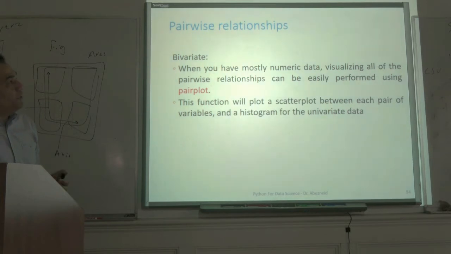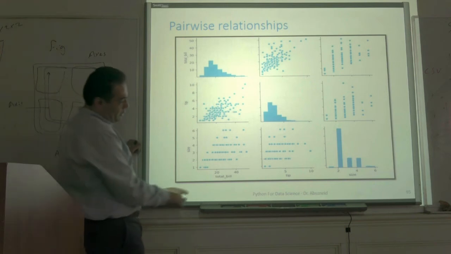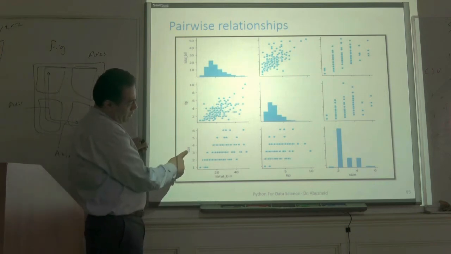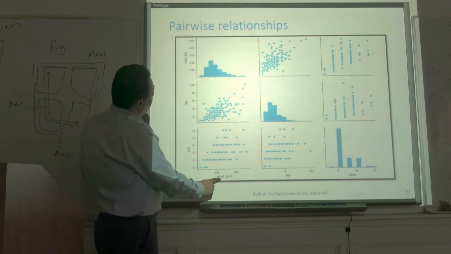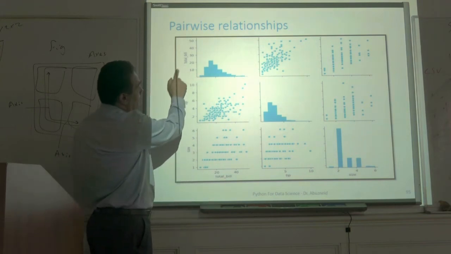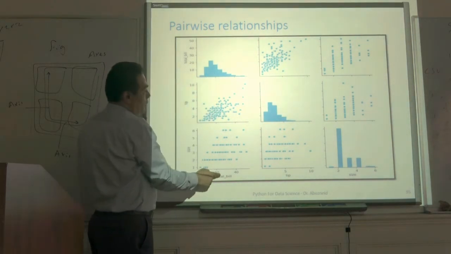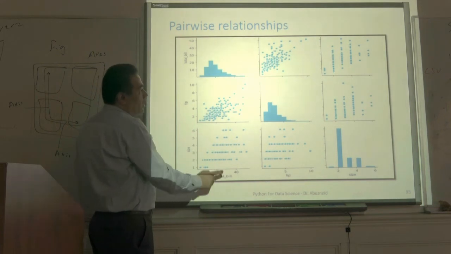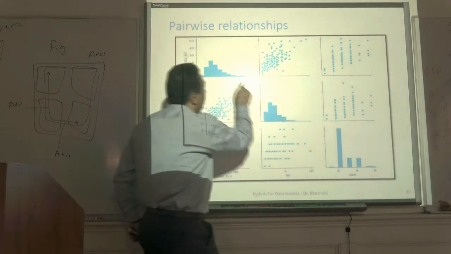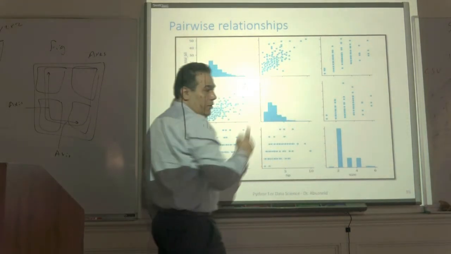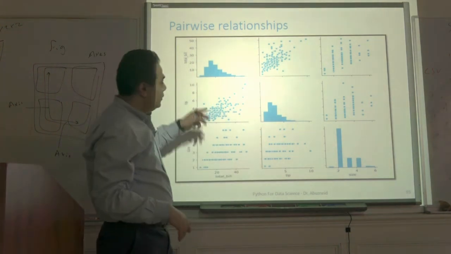There are pairwise relationships. You could create, for example, in here: total bill with the size, total bill with tip, and total bill with total bill gives you the histogram because it's one variable. If it's univariate, it's going to give you the histogram. So you have total bill, tip and size drawn together.